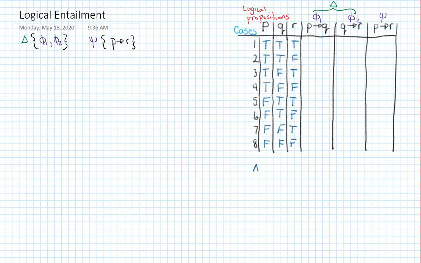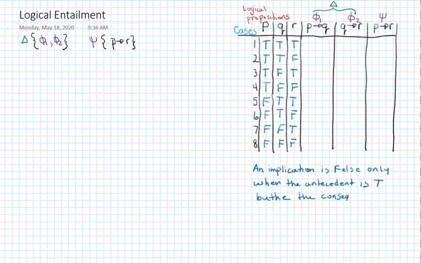I'm going to say an implication is false only when the antecedent is true, but the consequent is false.